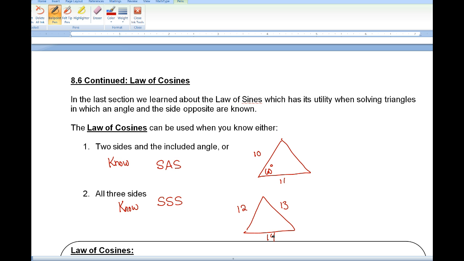We can't use law of sines for this because we don't know a side opposite to the angle that's given. In this one, we don't know any of the angles, so we wouldn't be able to use law of sines. So we have this other law of cosines that we can use.